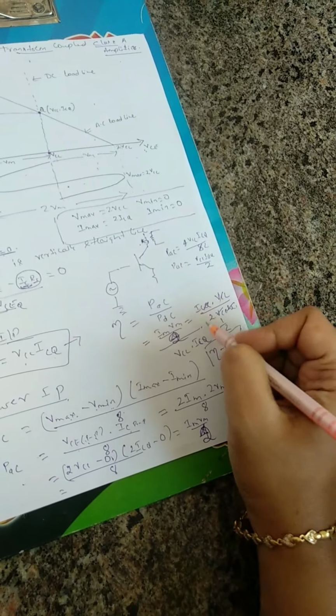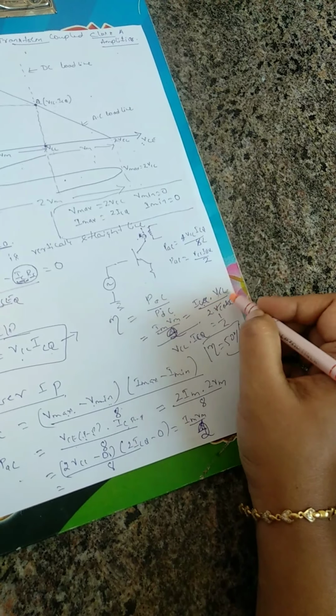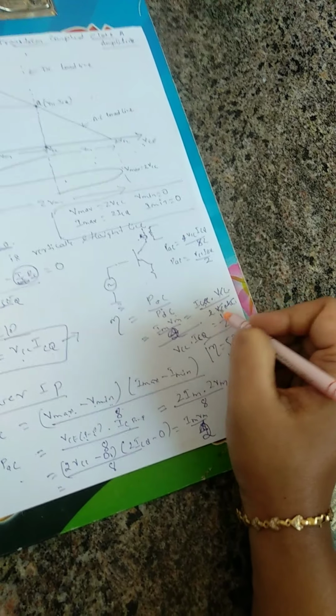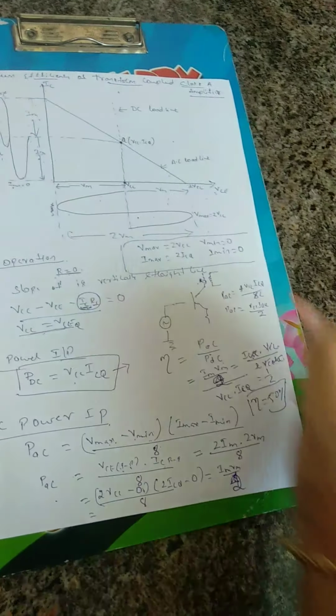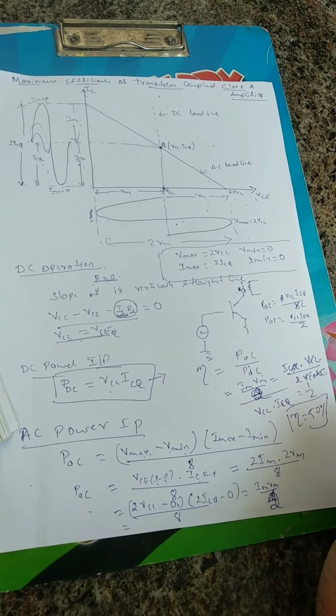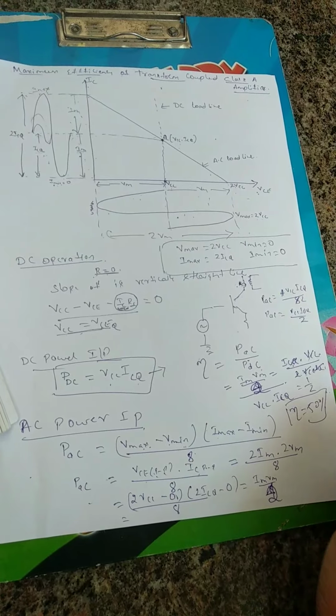The same thing I have got: PAC is VCC into ICQ divided by 2, and PDC is VCC ICQ. So efficiency will be 50%. Both ways, if I derive, we get the same. So the efficiency of a transformer coupled class A amplifier is 50%.